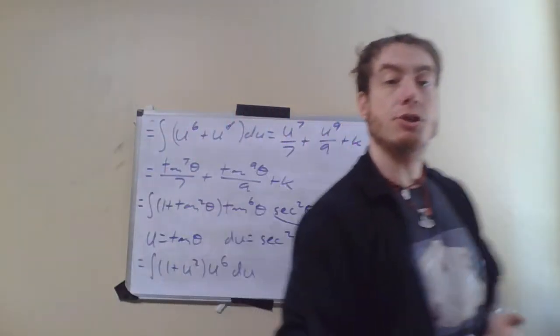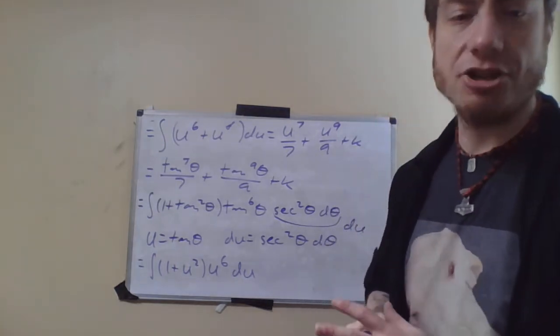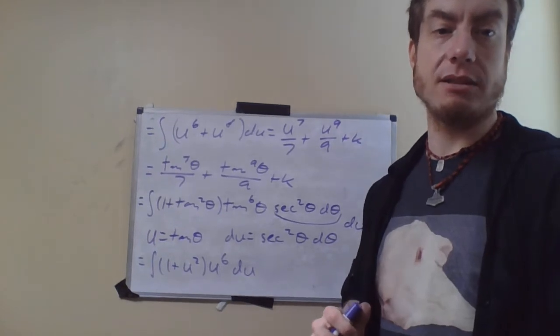And there we go. So this shows us sort of the two types of substitutions that make these secant tangent problems work out sort of nicely for us.